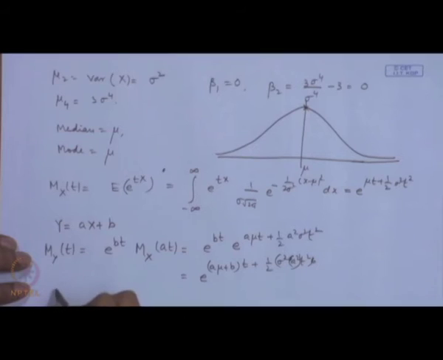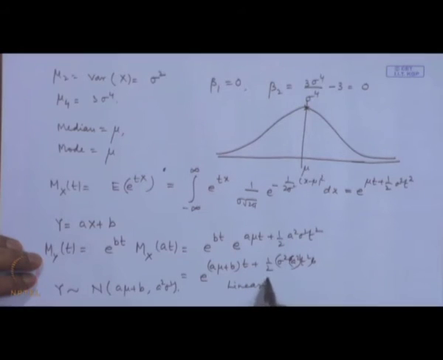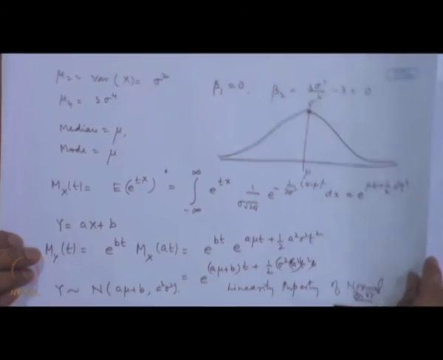So, this is nothing but the moment generating function of a normal distribution with mean a mu plus b and variance a square sigma square. This proves the linearity property of the normal distribution. In fact, this linearity property of normal distribution is valid for several normal distributions also.